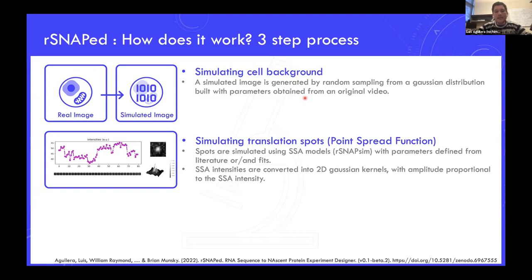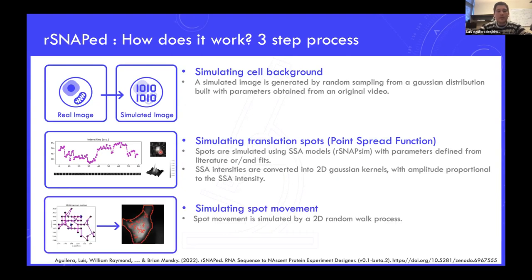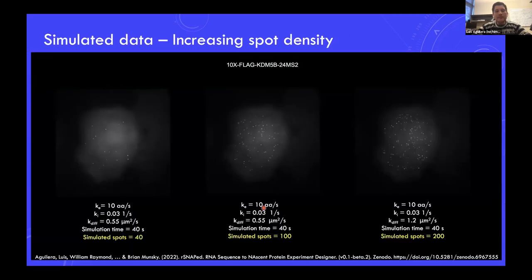And then the SSA intensities, or the intensities that I'm getting from the Tyson models, are converted to a 2-dimensional Gaussian kernel with the amplitude proportional to the SSA intensity. So basically the intensity here is proportional to how high the amplitude of this 2-dimensional Gaussian is. And then finally the spots are positioned randomly inside of the cell. And then we just perform a 2-dimensional random walk process. And in that way, we can simulate a lot of data.